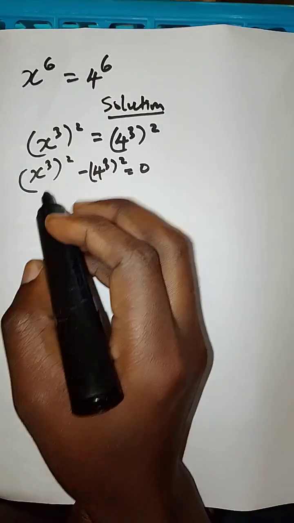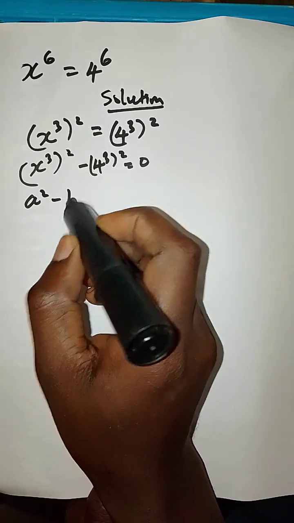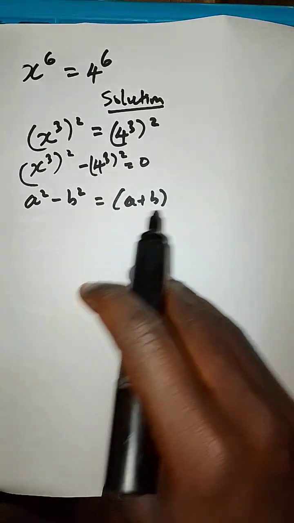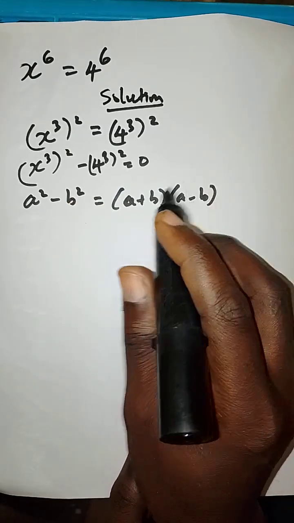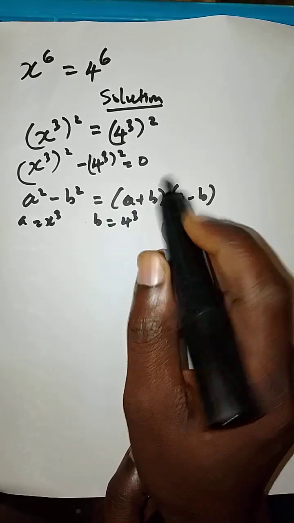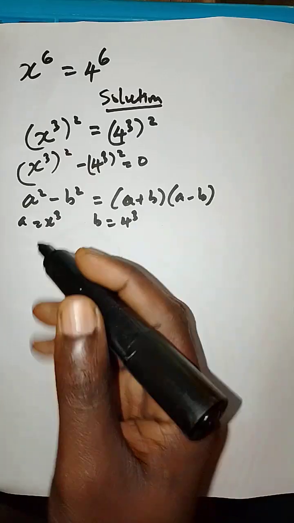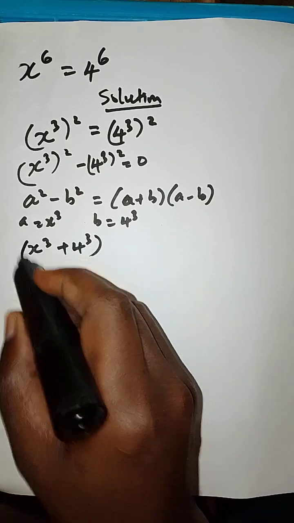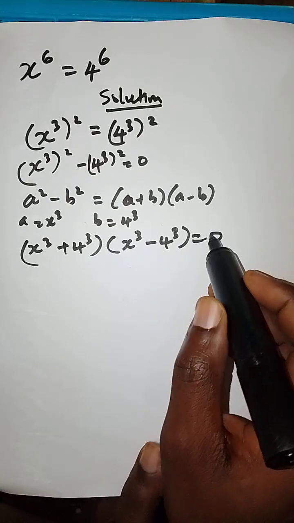Then this follows the identity of the expansion of a squared minus b squared, which can be written as a plus b multiplied by a minus b. For this case, a is equal to x cubed and b is equal to 4 cubed. Substituting into the expansion, I'm going to have x cubed plus 4 cubed, times x cubed minus 4 cubed, should be equal to 0.